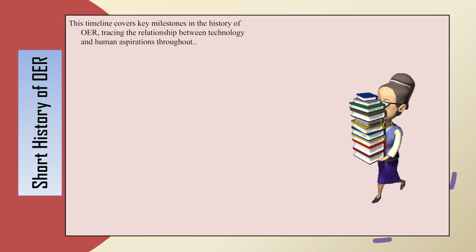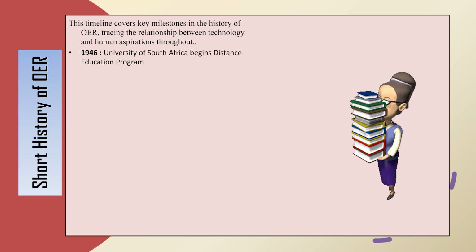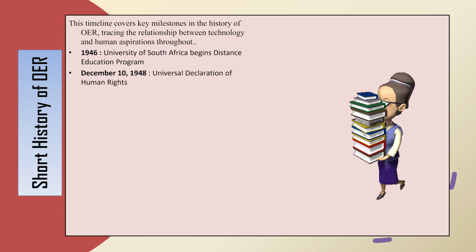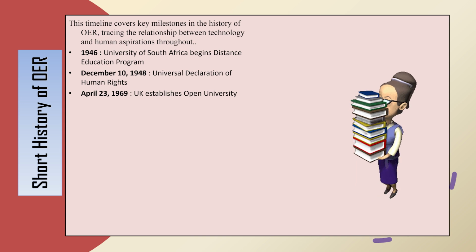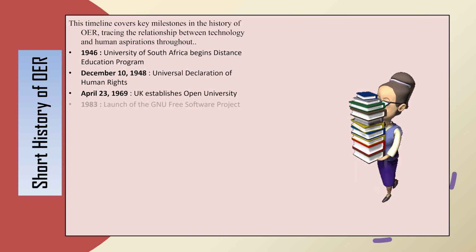So, what is the short history of OER? The timeline covers key milestones in the history of OER, tracing the relationship between technology and human aspirations throughout. 1946, the University of South Africa began its distance education program. Then December 10th, 1948, the Universal Declaration of Human Rights. April 23, 1969, the UK establishes the Open University.